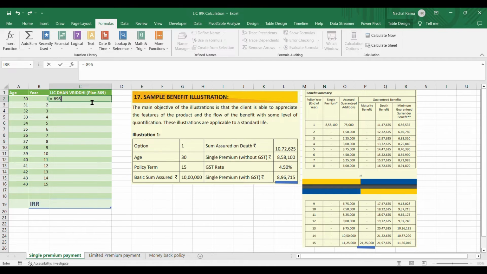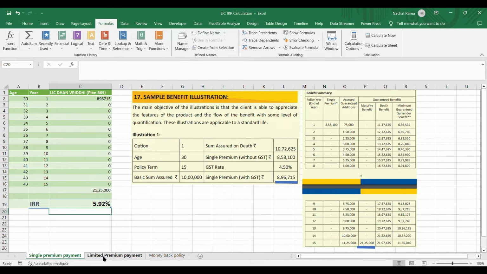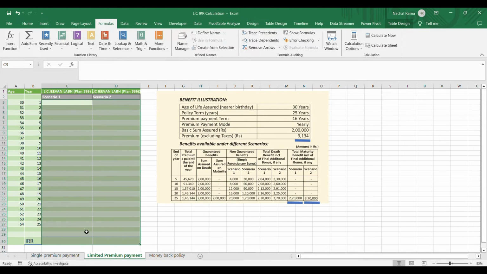So in the first year, we enter 8,96,715 with a negative symbol followed by zeros for the next 14 years. After the completion of premium paying term, you will receive a maturity of 21,25,000. We shall enter that amount and then we calculate interest using the formula IRR. Type is equal to IRR, open bracket, and select the cash flow, close bracket, and enter. The IRR is 5.92%.